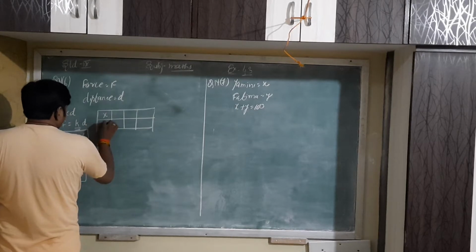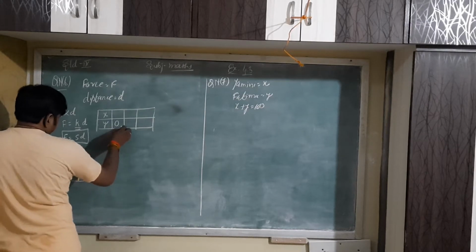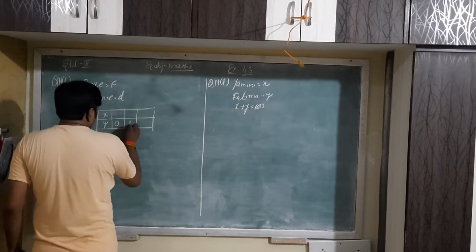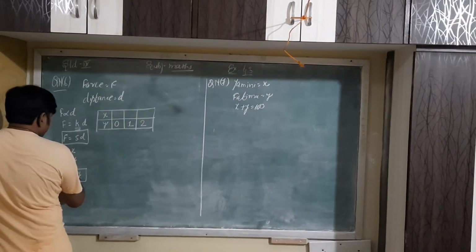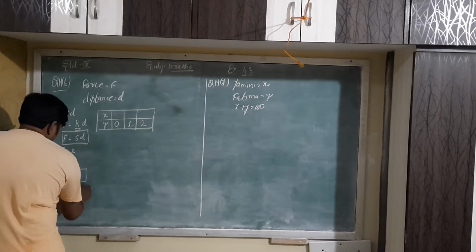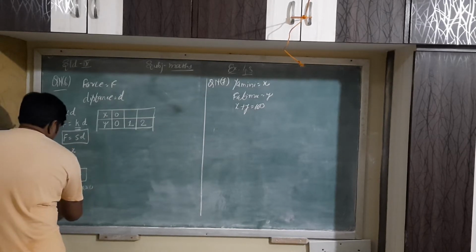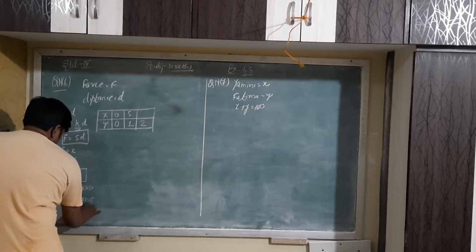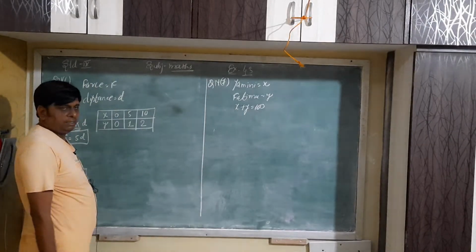The x and the y. So we suppose values of y: 0, 1 and 2. If y equals 0, you find 5 into 0, which means x is 0. If y equals 1, then x is 5. If y equals 2, x equals 5 into 2, your answer is 10. Okay, now draw this graph.